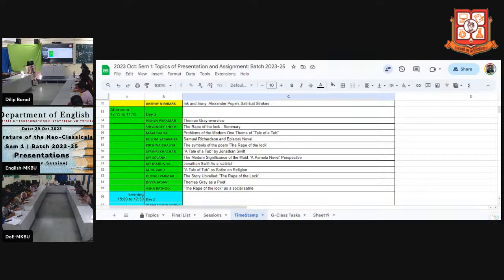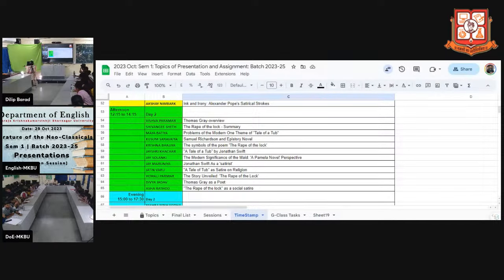Again, there is a problem in the title. A Pamela novel perspective is making some confusion. Pamela is a novel, but if you say novel perspective, it means new perspective. So what are you planning? And a Pamela novel is in single quotes, and then there is a perspective. So this is again not giving any sense as a title. Here you need to still work on a proper title.